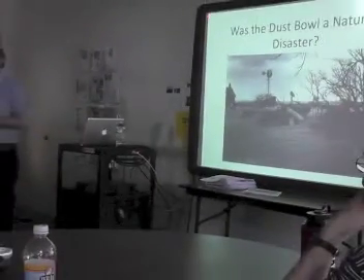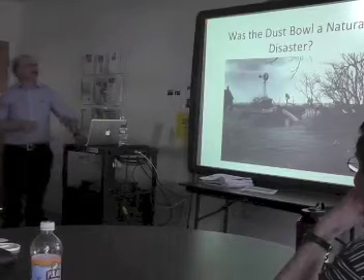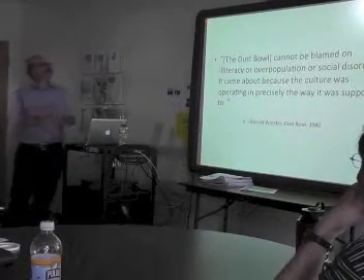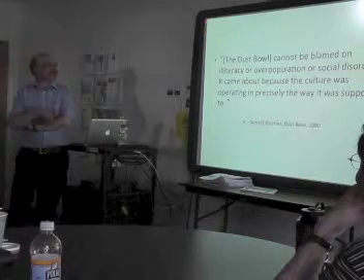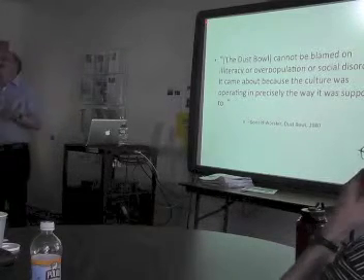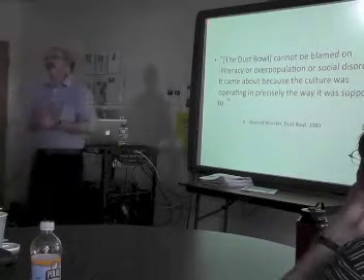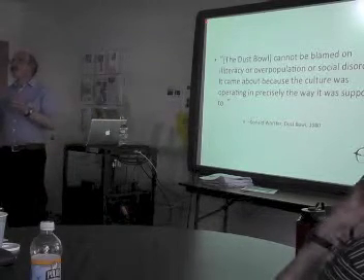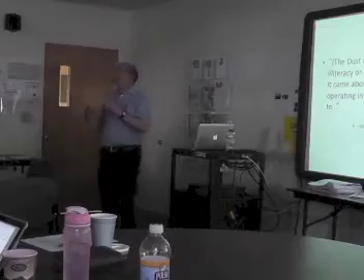Donald Worster, whom I quoted earlier, wrote a book about the Dust Bowl back in 1979. What he said, in essence, was that the Dust Bowl can't be blamed on illiteracy or overpopulation. It came about because the culture was operating in precisely the way it was supposed to. The culture he was talking about was essentially capitalism and market agriculture, and all the incentives farmers had, particularly in the decade around World War I, when wheat prices shot way up, to expand their operations, to borrow money for machinery, and to go into these marginal areas on the Great Plains and plow them up.